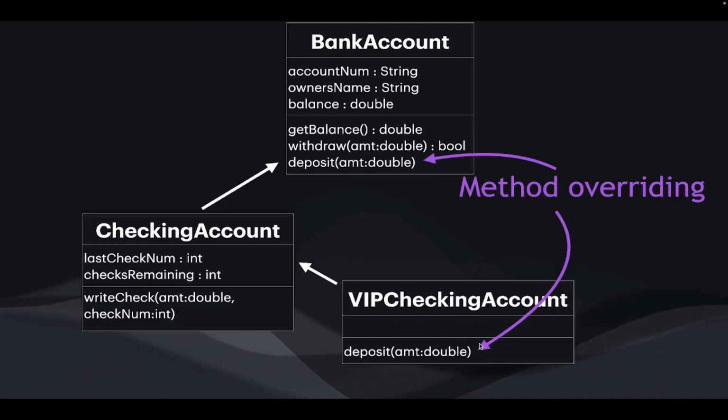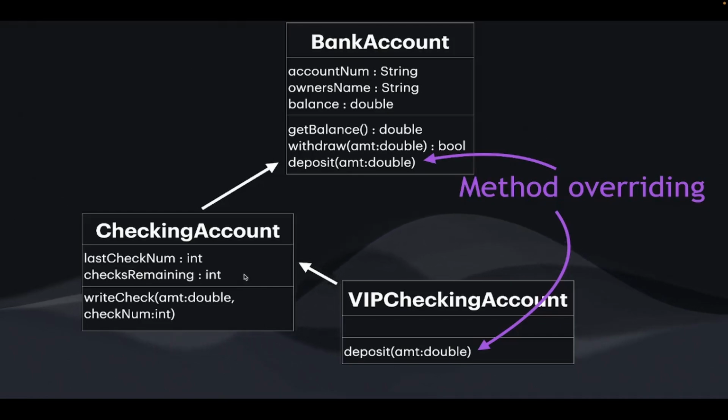It's a little different than our previous example because we're skipping one class in the middle. It doesn't matter. The idea of an override is that we're going to implement a method to replace something somewhere up the inheritance hierarchy, right? So a deposit for a VIP checking account works a little bit differently than a deposit for a bank account, which is inherited by a checking account.